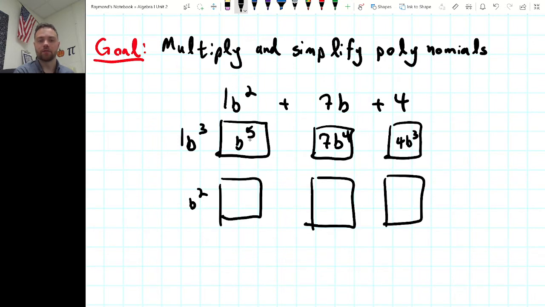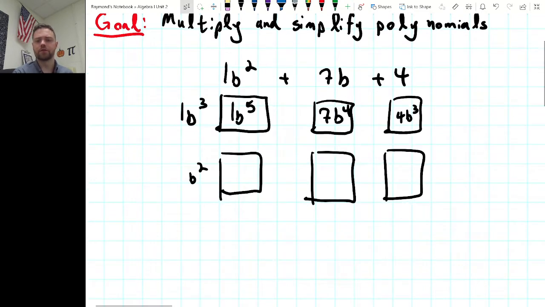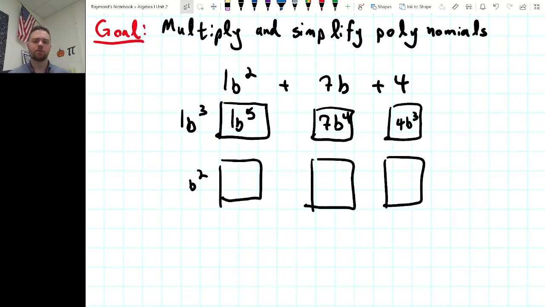So right here, when we said b to the fifth, 1 times 1 is 1. B squared times b cubed is b to the fifth, so 1b to the fifth. And then 7b times b cubed: 7 times 1 is 7, and b times b cubed is b to the fourth. And so we just continue to do this. And once we're finished, we're going to combine all the like terms.